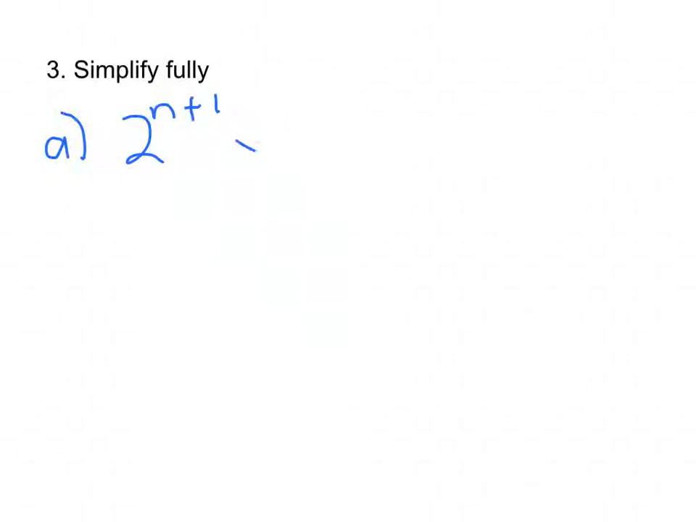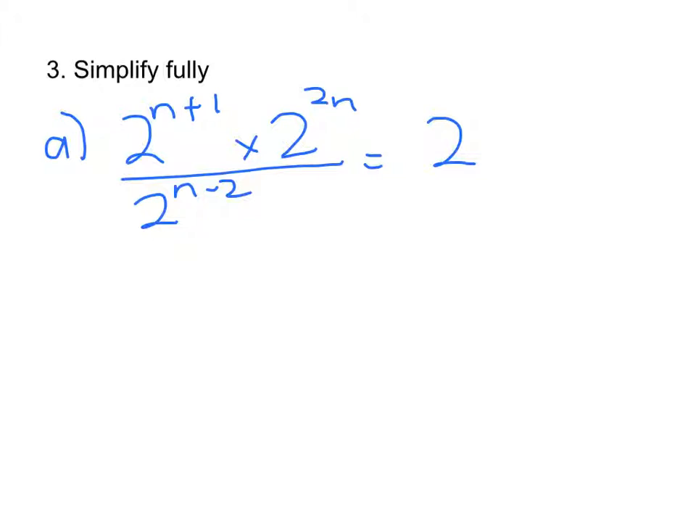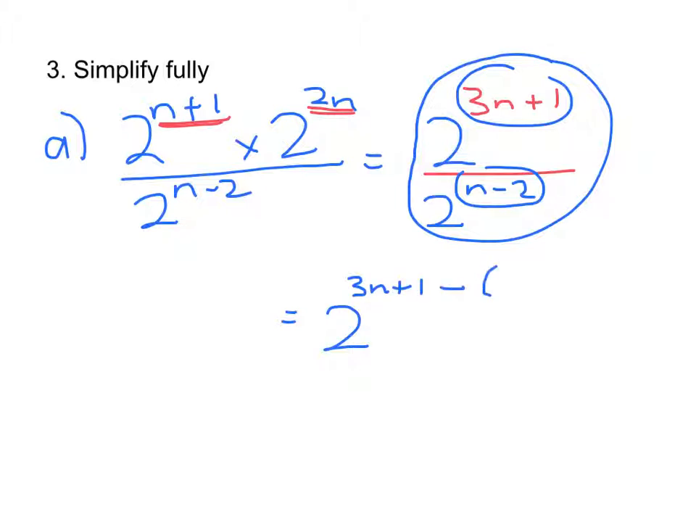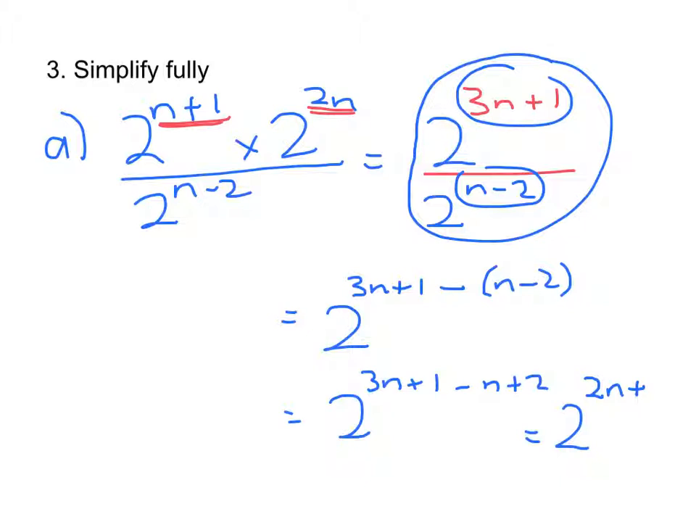2 to the n plus 1 times 2 to the power of 2n, over 2 to the power of n minus 2. Right, I've got the same base, so I just add the powers: n plus 1 plus 2n gives me 3n plus 1, divided by 2 to the power of n minus 2. I've got a quotient and the same base, so I subtract the denominator power from the numerator power, so I get 2 to the power of 3n plus 1 minus n minus 2. So that works out to be 2 to the power of 3n plus 1 minus n plus 2, which is 2 to the power of 2n plus 3.